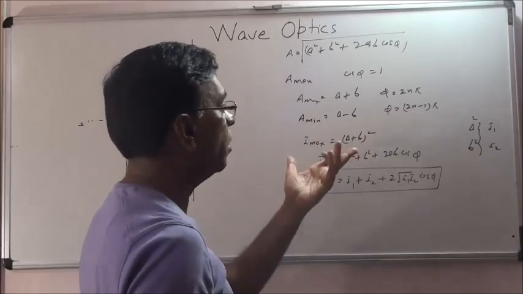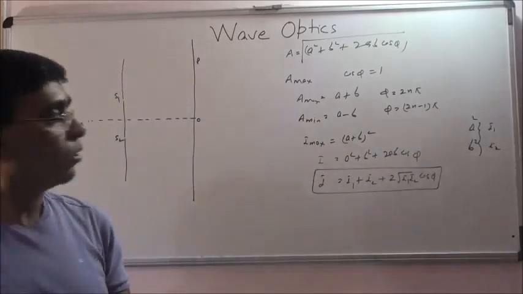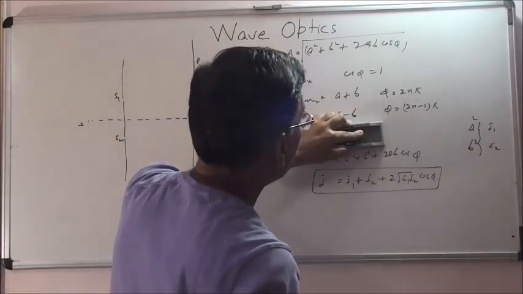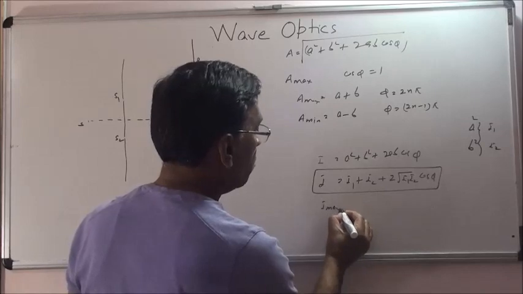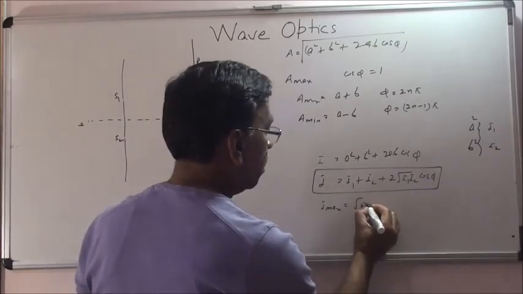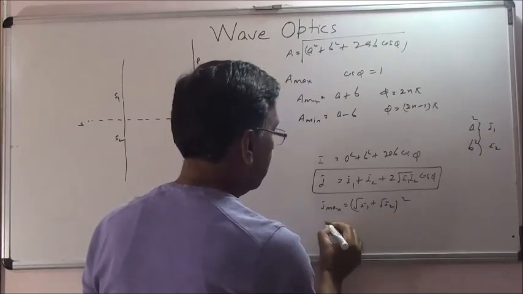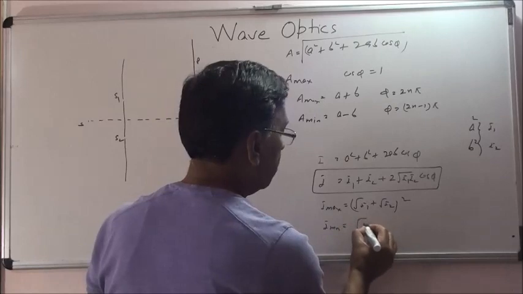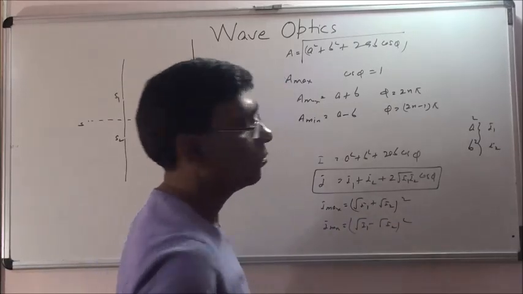This is the general expression for I. I maximum, when cos phi is 1, becomes (root I1 plus root I2) whole square. And I minimum becomes this.